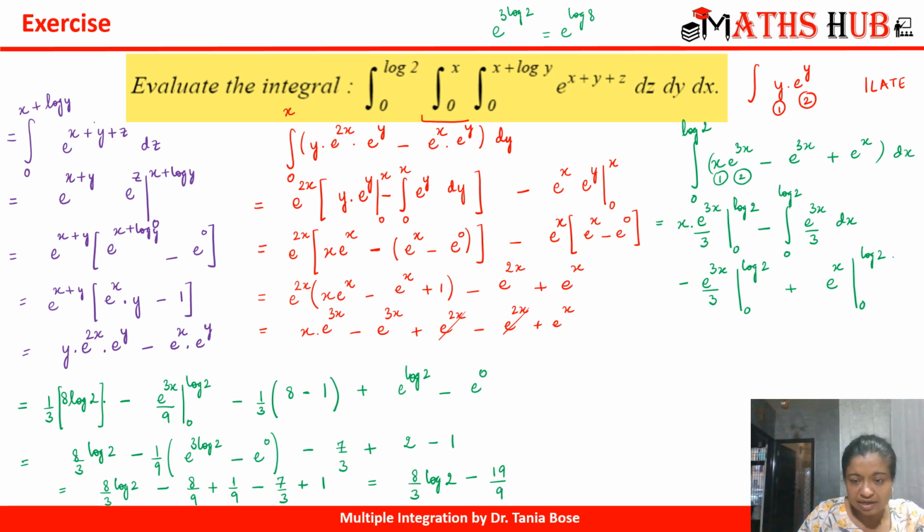You have minus 8 by 9 plus 1 by 9 is minus 7 by 9, minus 7 by 3 plus 1. So 9 is the LCM. We will get minus 7, minus 21 and plus 9. So 9 minus 7 is plus 2. So it is minus 19 by 9, right?